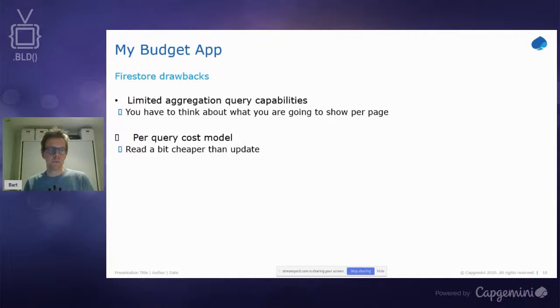You first have to make sure that you get all your transactions that were, let's say, categorized as grocery, and then client side calculate what the average is. And you can easily imagine that, especially for the dashboard kind of capabilities that this app will have, this is something that you miss.